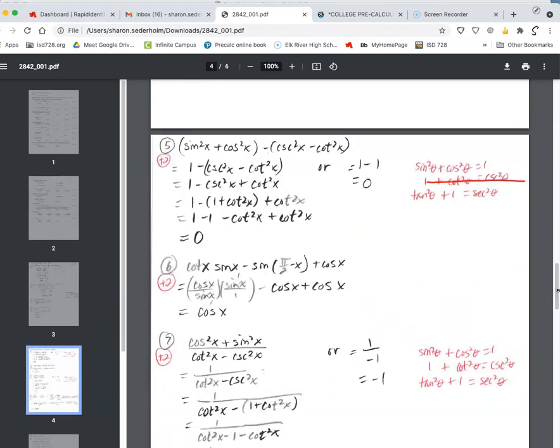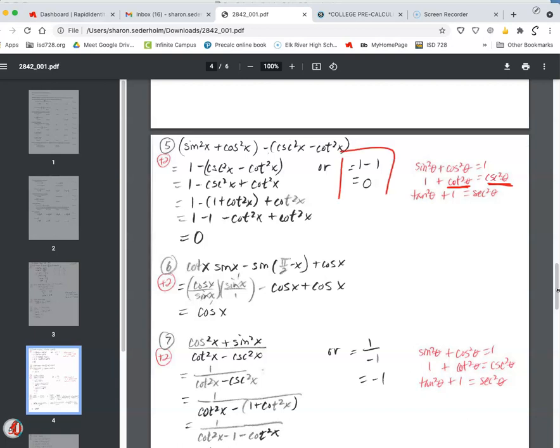Number 5, the direction said simplify the expression. So with this one, most people notice, hey, sine squared x plus cosine squared x, that's 1. Most people noticed that right away. But then again, there were some people that did not recognize the cosecant squared x minus cotangent squared x, because notice if we just subtracted cotangent squared theta from both sides of the identity, well, then we would have 1.